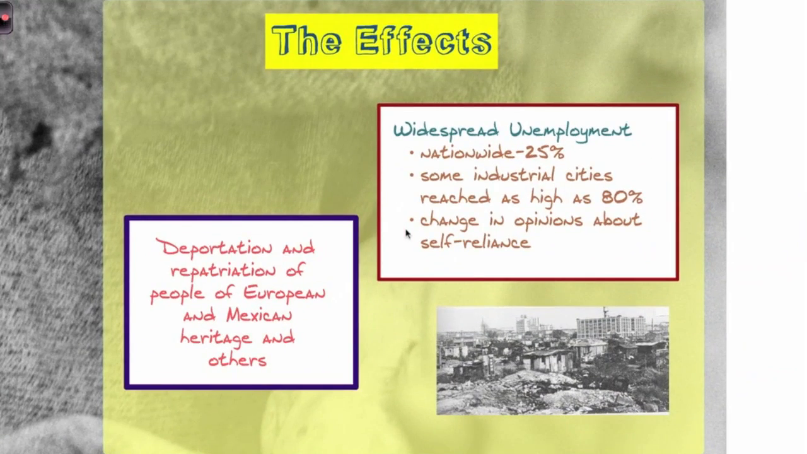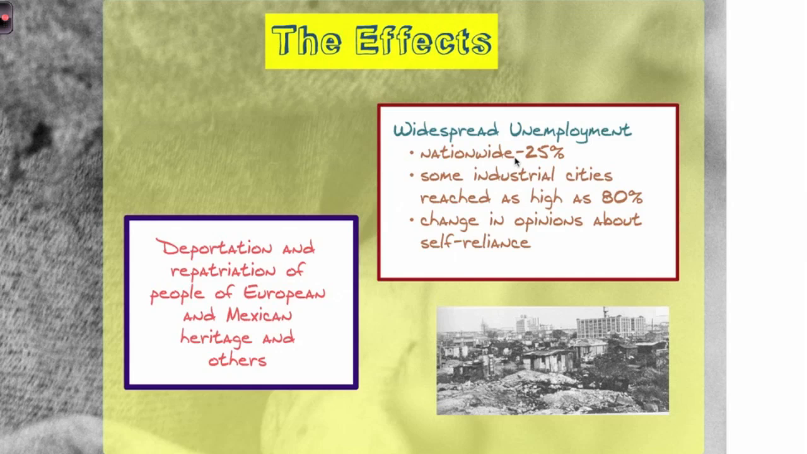The major effects of the Great Depression. So we're going to end up with widespread unemployment. It gets to some points around 25%. Now, modern day, our current unemployment rate's around 8 or 9%, which we sometimes think is high. 25% is huge. 1 in 4 Americans could not find work.